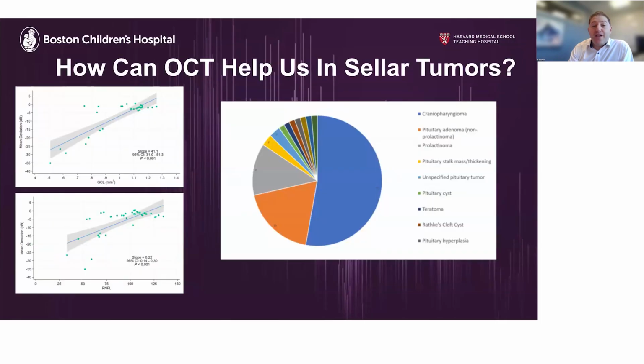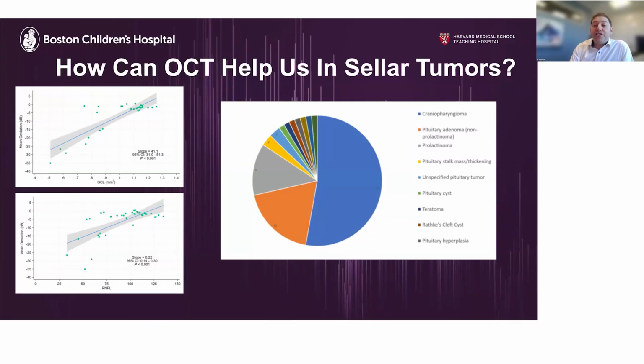And so we actually looked at our cellular tumors and presented this at APOS and NANOS in the last 2 years. And basically what we found is that if your ganglion cell layer is over 1.01 prior to treatment and at diagnosis, it's very unlikely that you're going to have visual field loss or visual acuity loss. If your ganglion cell layer is over 0.75, it's very unlikely that you're going to have visual acuity loss, but you likely will have some visual field loss.